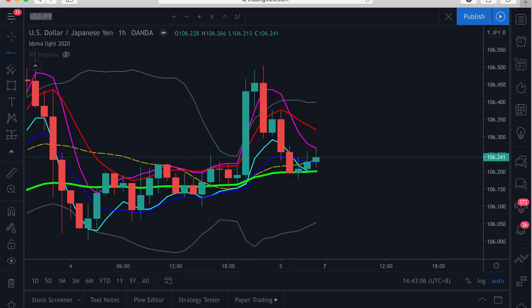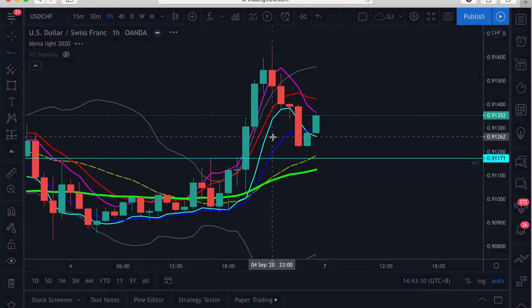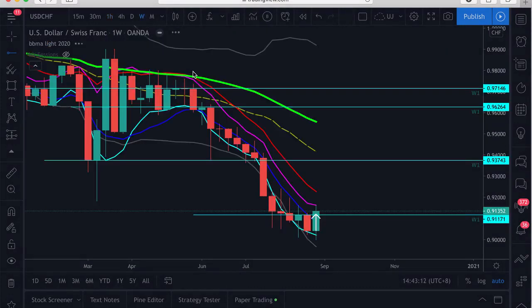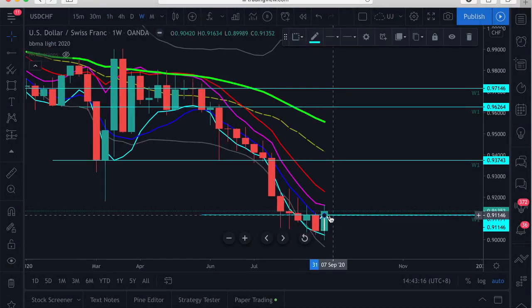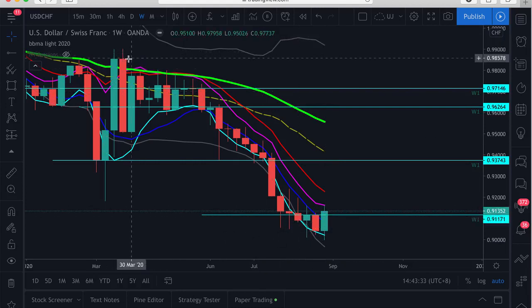Okay, next pair is USD CHF. Last week we had a TP on our trade, which is good. Now for this week, USD CHF seems to have reached the MA high. However, it closed in the region of the MA low. So this is still a re-entry buy setup for us in weekly time frame.